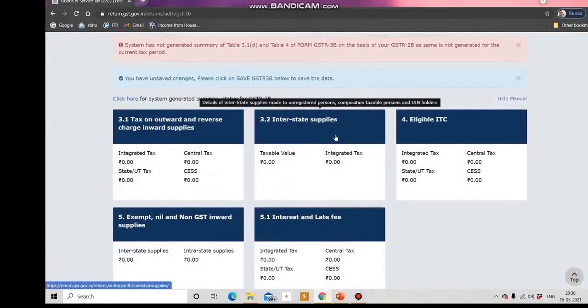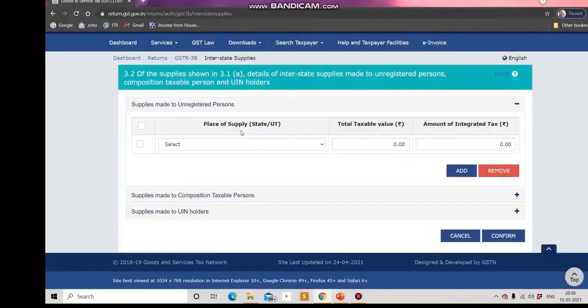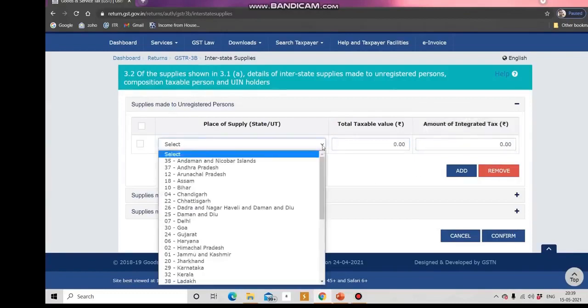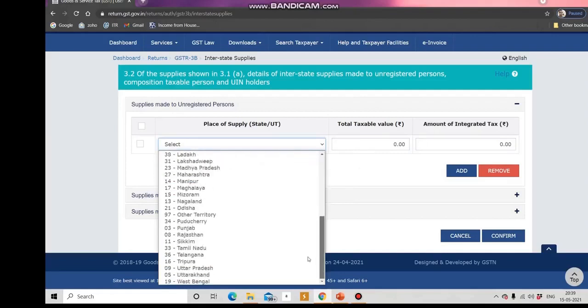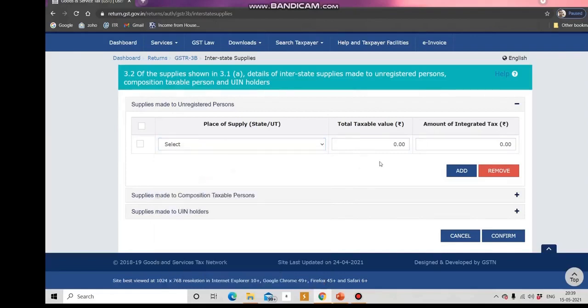Now interstate supplies, table 3.2. Interstate supplies are also to be entered in table 3.1, the integrated tax column. But if there are interstate supplies which are made to non-registered dealers or directly to the consumers, then such interstate supplies are also to be entered in table 3.2. So here the same has to be entered state-wise. So for a particular state, how much B2C sales has been made has to be entered, taxable value and the amount of integrated tax over here. So as we can see, all the states are there. So state-wise we can select and enter the amounts.